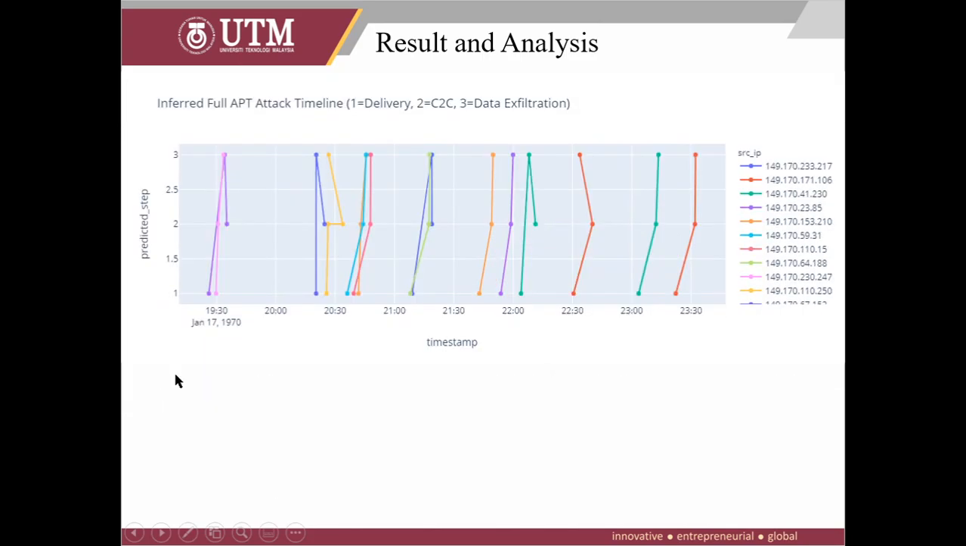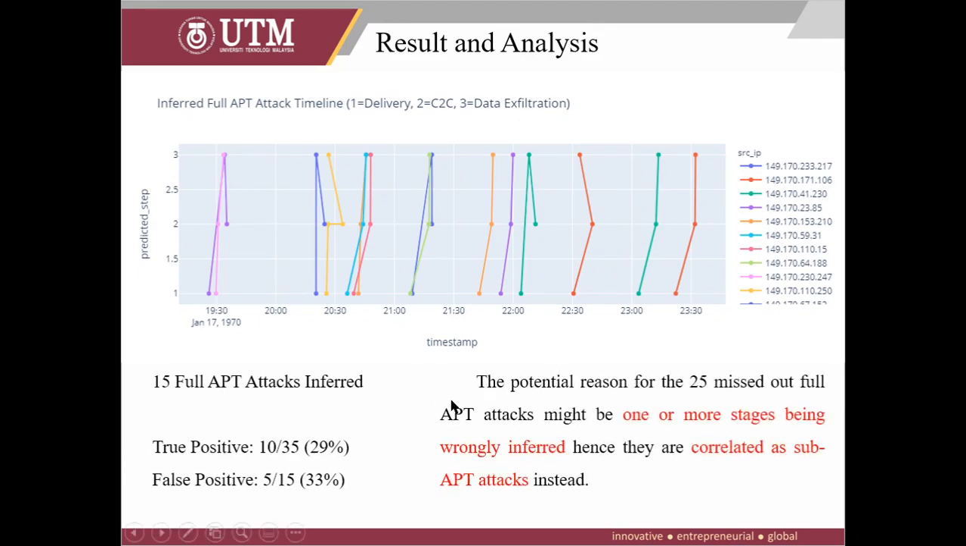If you remember, why is it that 25 are not classified as full APT attacks? It might be because our ANFIS detection system is not very good at classifying S3 correctly. So instead, it missed out one of the stages and it did not become a full APT.